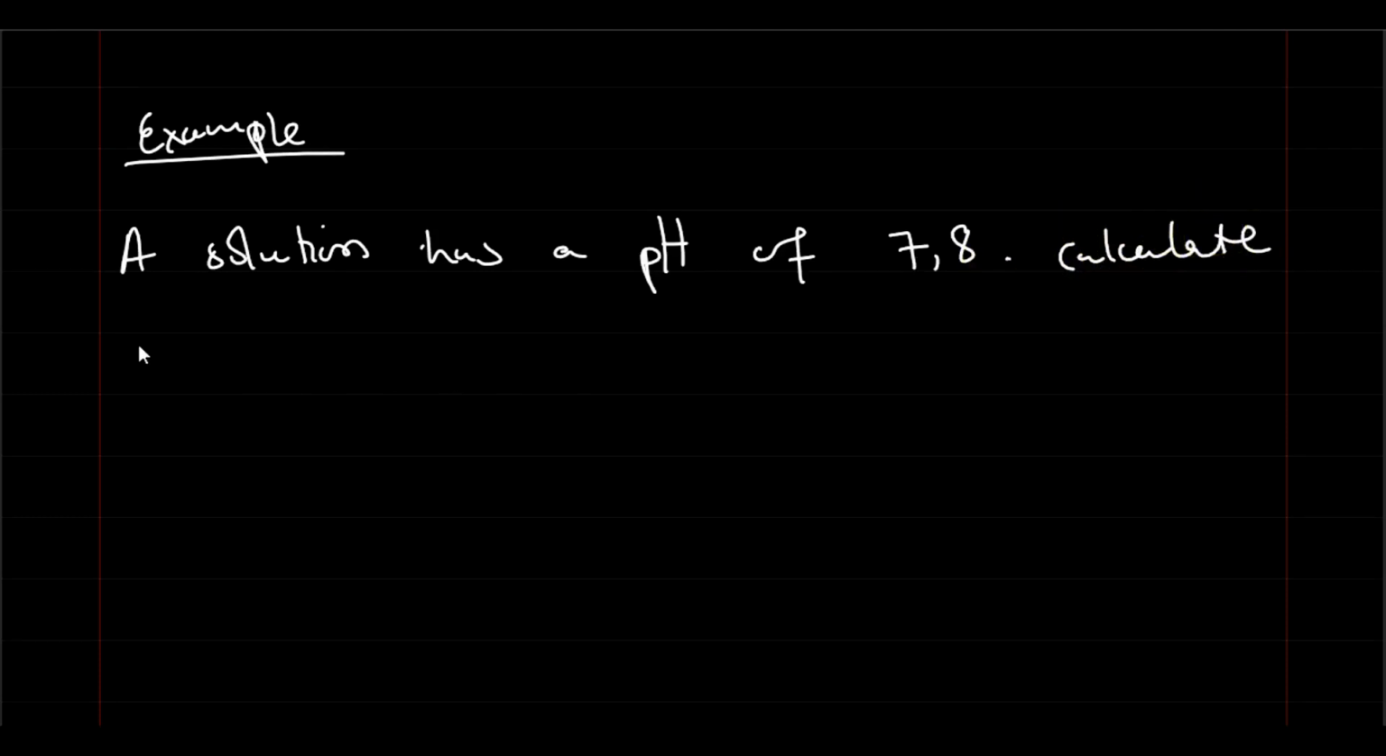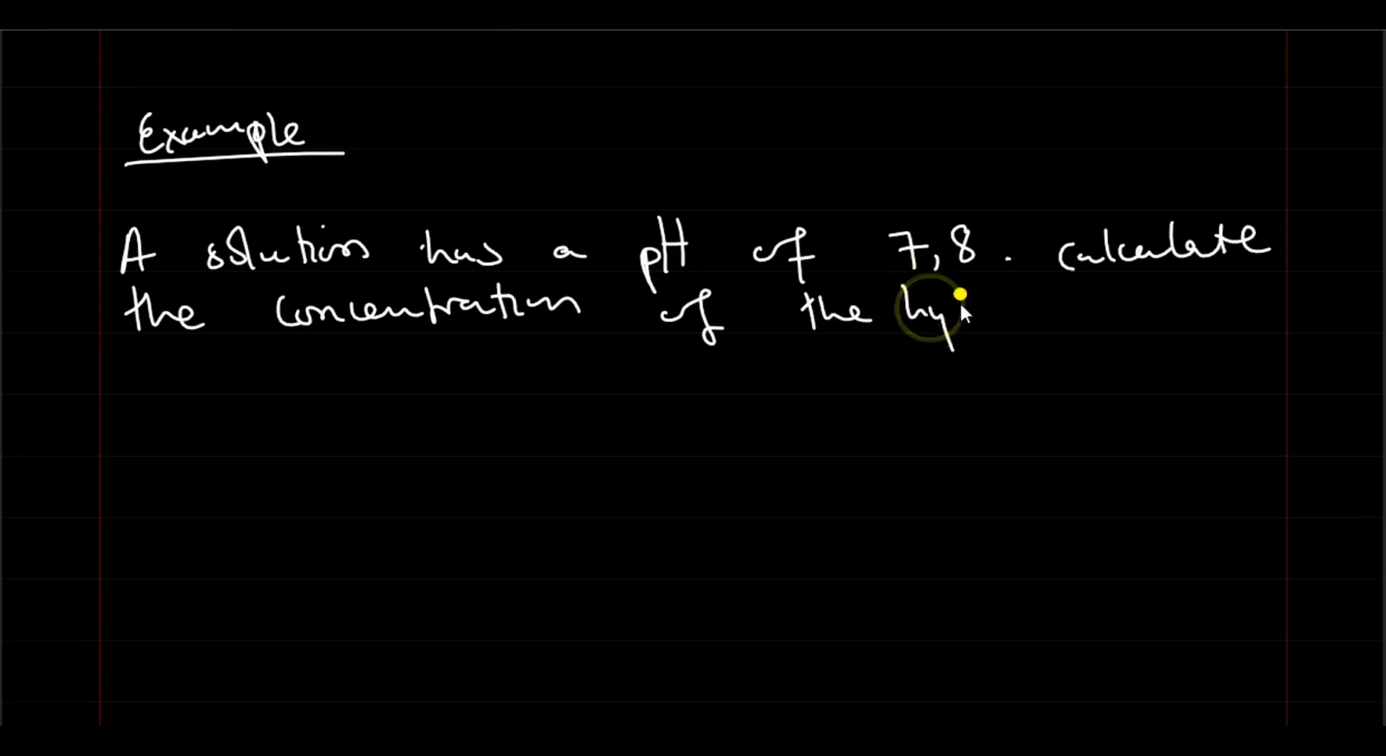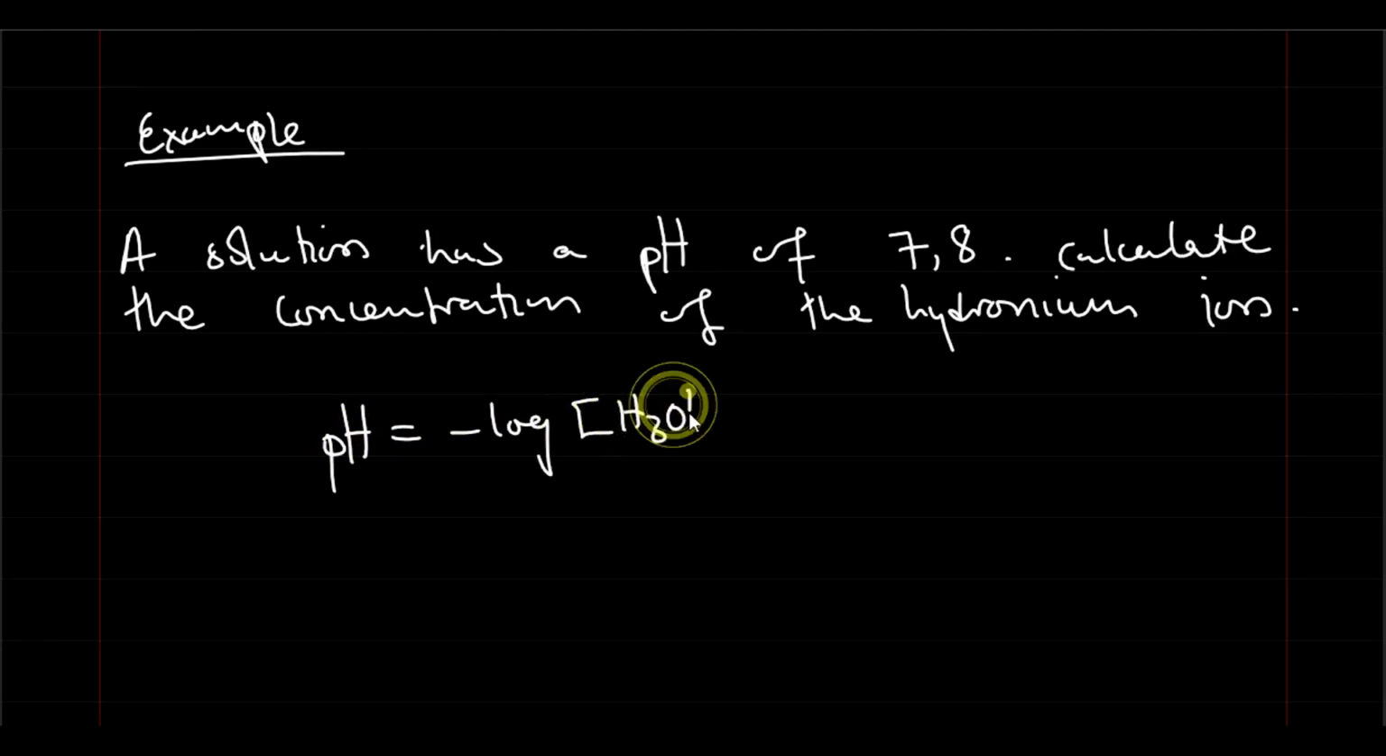Calculate the concentration of the hydronium ion. What do we do? We know that we have this beautiful equation, pH is negative log of hydronium ion. So what are we given?